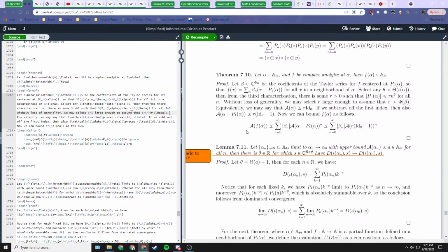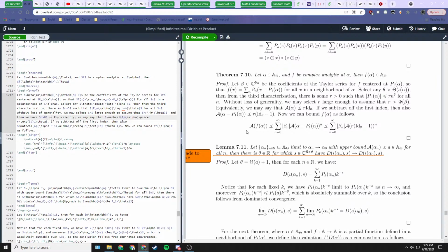So we'll select r large enough to assume that this is this, and then we have b greater than 0 such that the absolute value of beta sub n is less than or equal to b times r power n. Okay, that's our constant.